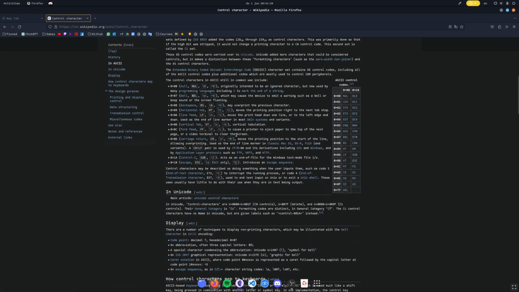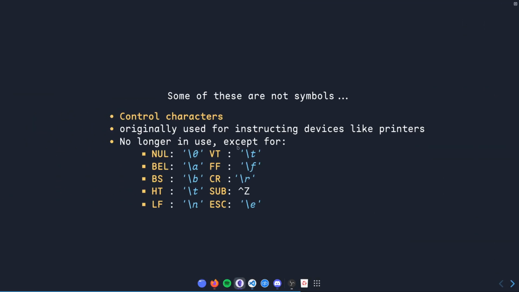Form feeds, which was used to eject paper to the top of the next page. Oh yeah, it was used to clear the screen. Some people still use this to clear the screen, but most people will just import a library that gives you access to the shell, and then you can just clear the screen with that.